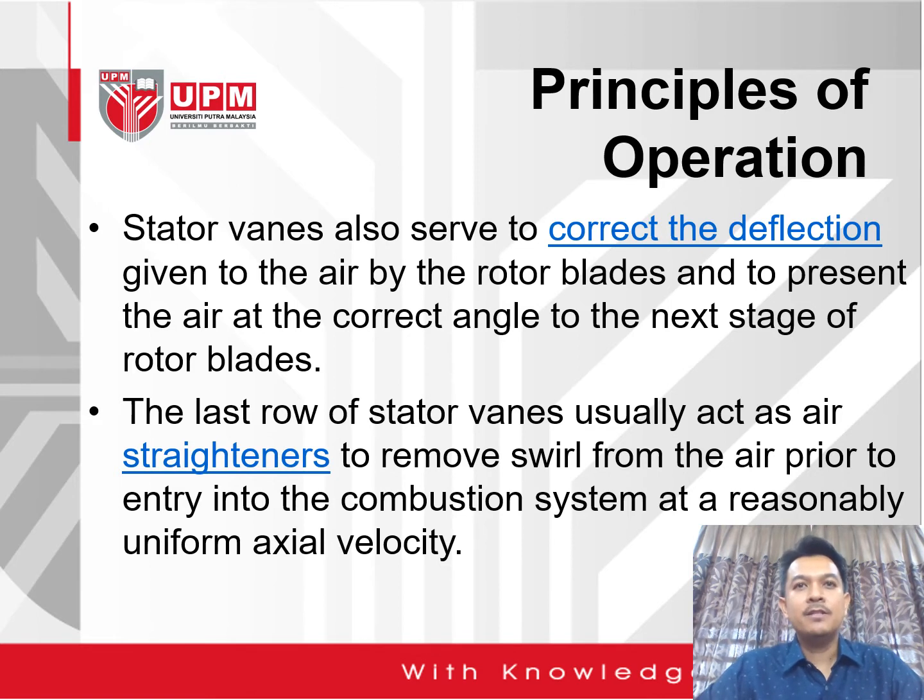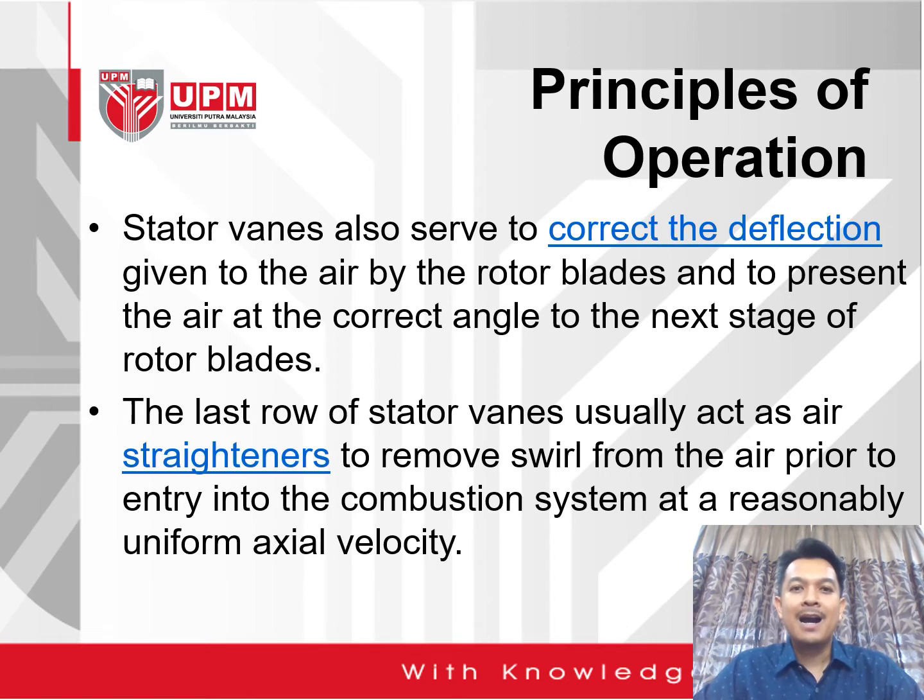In terms of the stator vanes, they also serve to correct the deflection given to the air by the rotor blades and to present the air at the correct angle to the next stage of rotor blades. So, the last row of stator vanes usually acts as an air straightener. So you want to make sure when the air from the high pressure compressor goes into the combustion chamber, it is at the right angle. This is to remove swirl from the air prior to entry into the combustion system at a reasonable axial velocity.